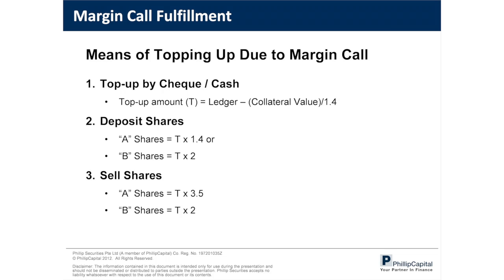Secondly, client can deposit shares. It will require 1.4 times of amount T for grade A shares, 2 times of the amount T if client is using grade B shares. Thirdly, client can sell shares to fulfill margin call. You can either sell 3.5 T worth of grade A share or 2 T worth of grade B share.